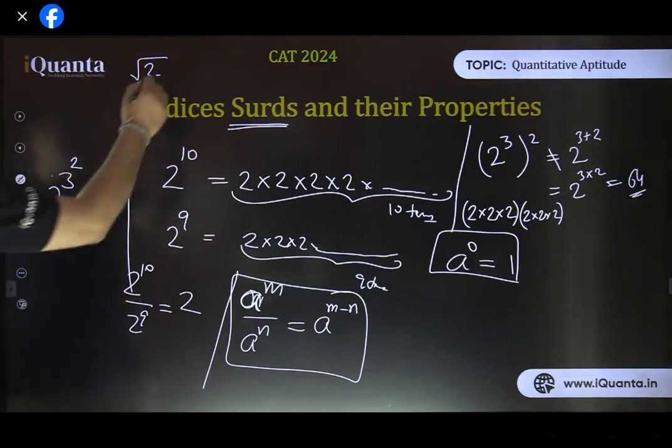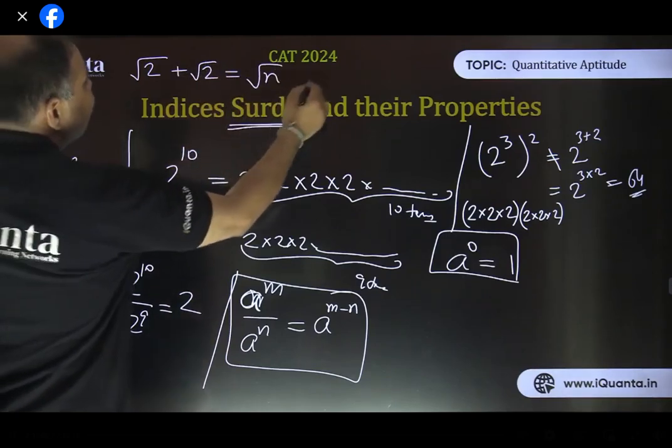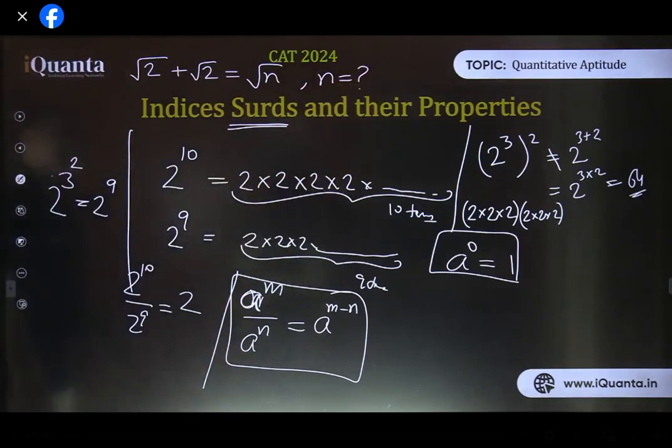So root 2 plus root 2 equals root n. Find the value of n. That's a quick question for all of you. Please answer fast. Root 2 plus root 2 equals root n. What is the value of n? Yes, it's very basic. That's what I'm saying. Just 2 minutes, Jafar. I'm going to finish. We'll just do one question after this from a previous CAT paper.